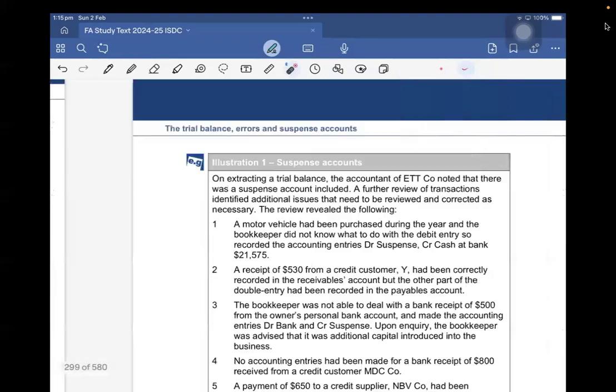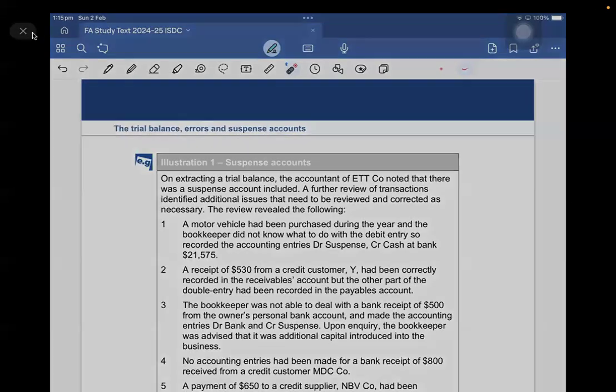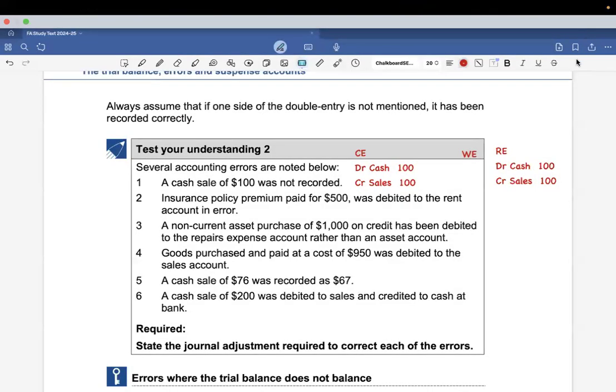Suspense account at the end should be zero, like there should not be anything remaining. At the end of the year, it shouldn't have anything because we are going to adjust everything. Clear?